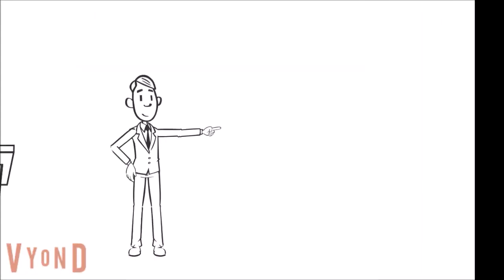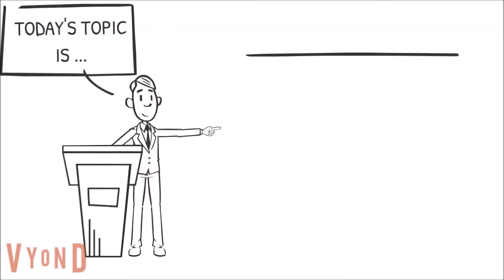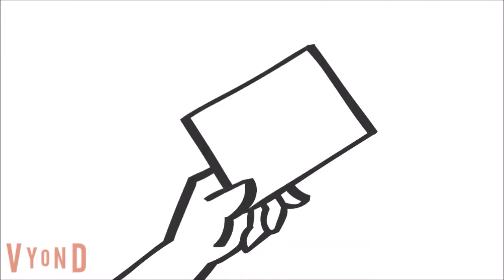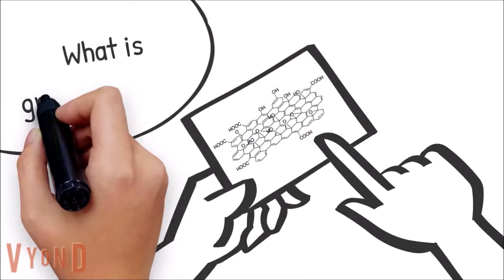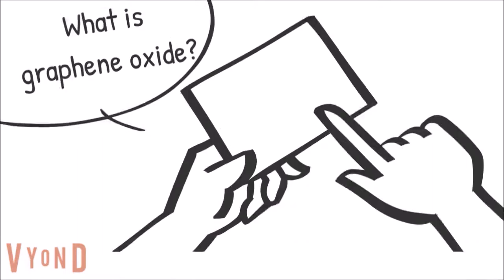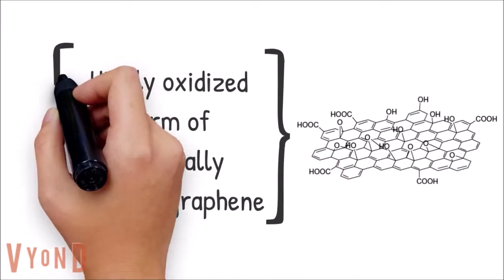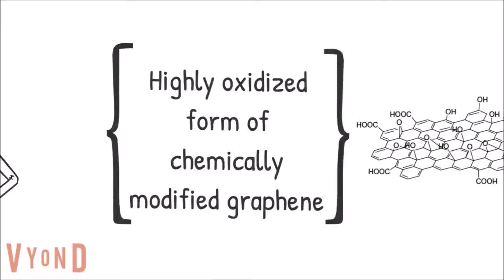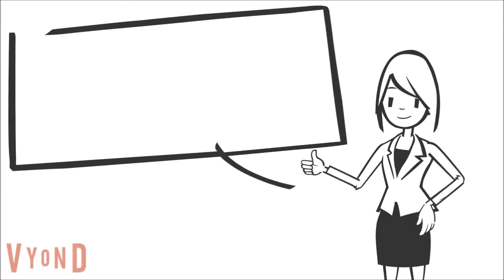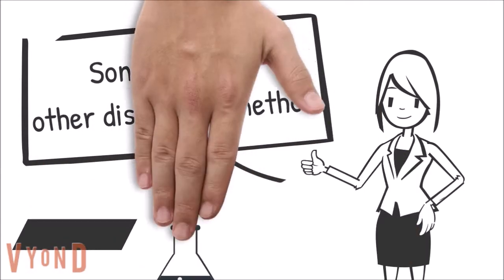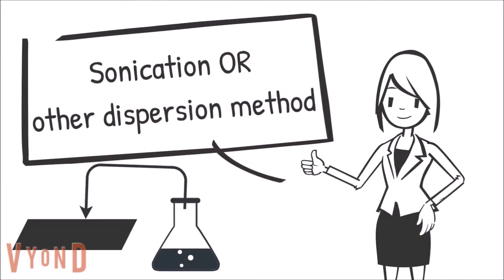Today we are going to talk about proteins, especially enzyme delivery carrier graphene oxide. First of all, what is GO, called graphene oxide? Graphene oxide is a highly oxidized form of chemically modified graphene. It is produced by sonication or other dispersion methods to produce monolayer material, typically in aqueous suspension.